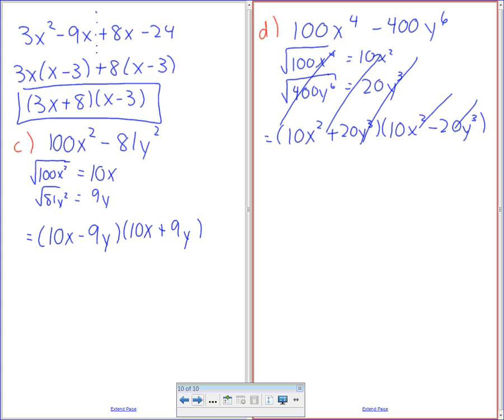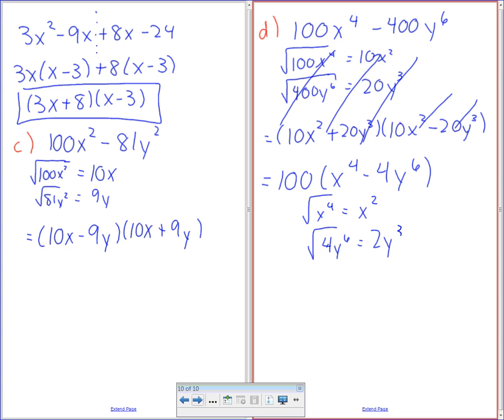100, okay? So I'm going to say this is equal to 100 bracket x to the 4 minus 4y to the 6. Why? Because you always make the question smaller. Always. Then we're going to do the square root of x to the 4 equals x squared, and the square root of 4y to the 6 is equal to 2y cubed.